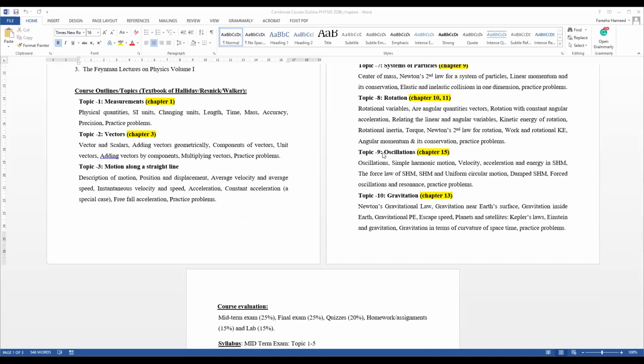Let's come back to what we were discussing. So we are talking about the course syllabus. We are on topic number 10, which corresponds to gravitation. This is chapter 13, and we've completed chapter 13 today. Next time on Monday, I will start topic number 9, which is oscillations, chapter number 15 in the book. So these two chapters will be given in the next homework.